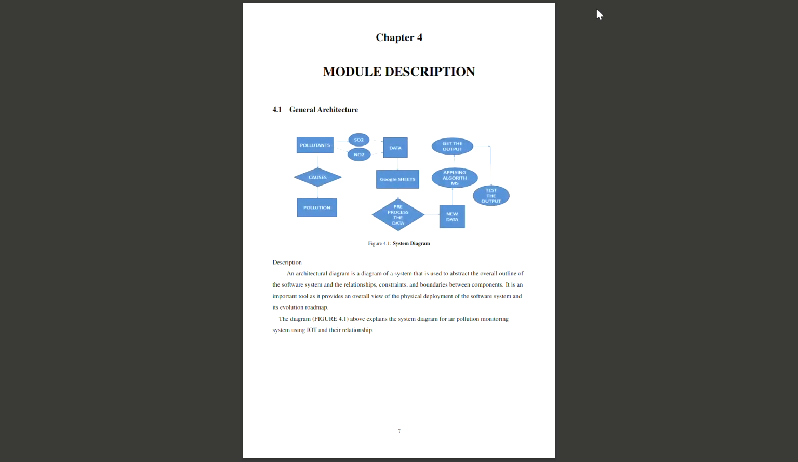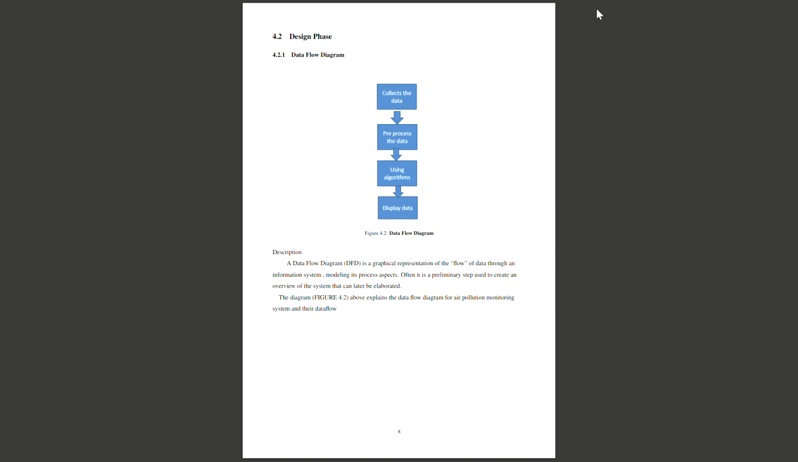Module description. General architecture. This is the general architecture we have designed. And this is the data flow diagram. A data flow diagram is a graphical representation of the flow of data through an information system, modeling its process aspects. Often it is a preliminary step used to create an overview of the system, which can be later elaborated. The data flow diagram is as follows: firstly it collects the data, then pre-processes the data by using the algorithms, and then finally it displays the data.